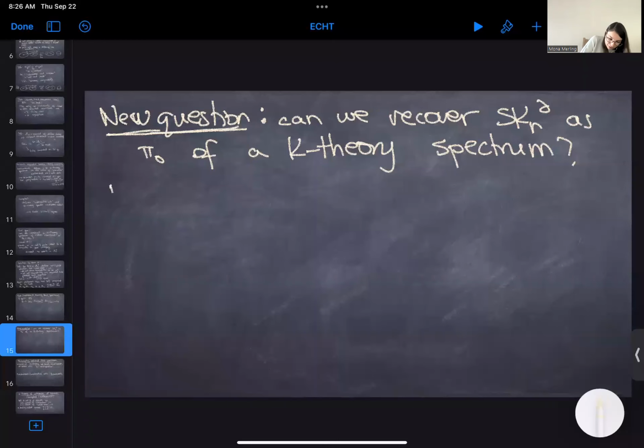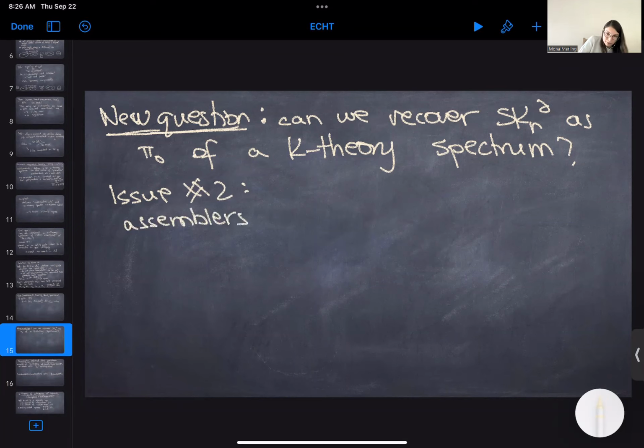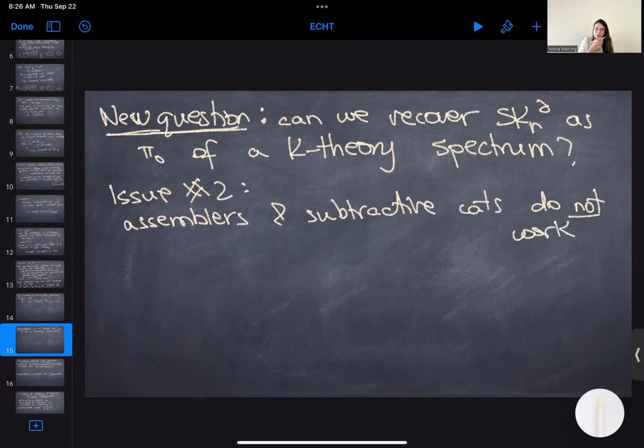And now we run into issue number 2, which is that if we try to use the machinery that I described before, assemblers or subtractive categories, these do not work. Disappointingly enough, if you look at the axioms for these kinds of frameworks, this does not work. And the problem is similar in both cases.